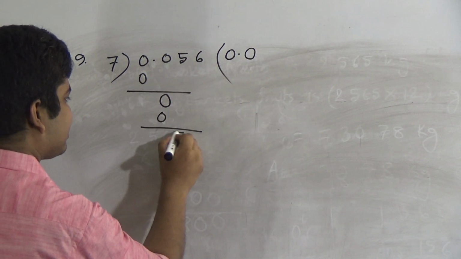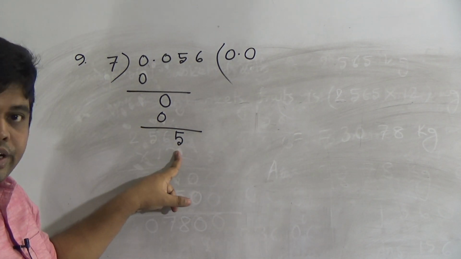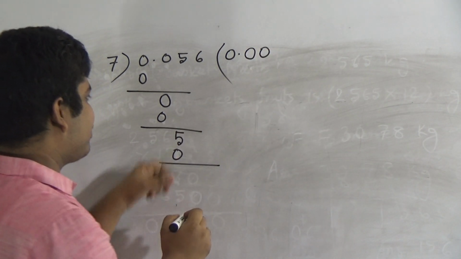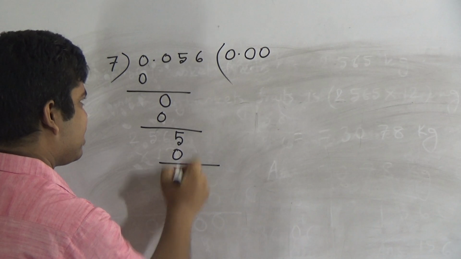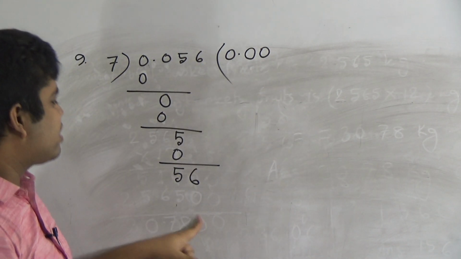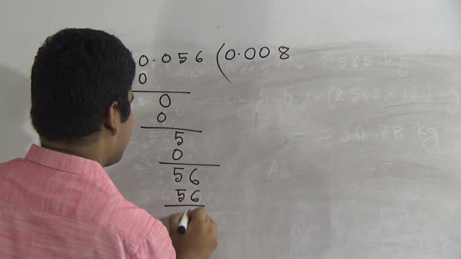Next we write here 5. In 5, 7 goes in how many times? 0 times. 7 zeros are 0. Okay, if we subtract then we get 5. Then this 6 is placed here. In 56, 7 goes in how many times? 7 goes in 8 times. 7 eights are 56. 0.